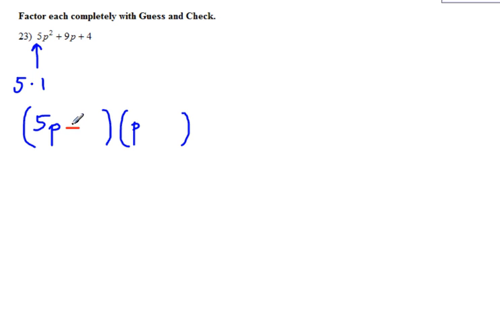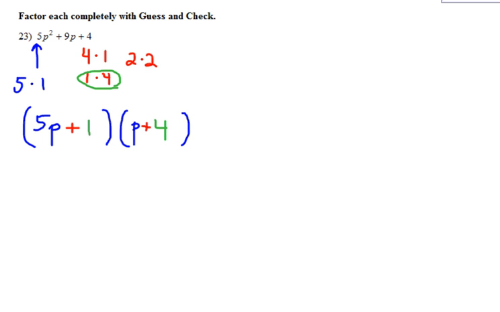Well, since I see everything positive, I'm going to guess plus signs. And these numbers have to multiply to 4. So it could be 4 times 1, it can be 1 times 4, or it can be 2 times 2. So there's 3 possible guesses here. And I don't know which one's going to work out. We'll just have to guess. Let's guess 1 times 4 right here. So we'll put a plus 1 and a plus 4.